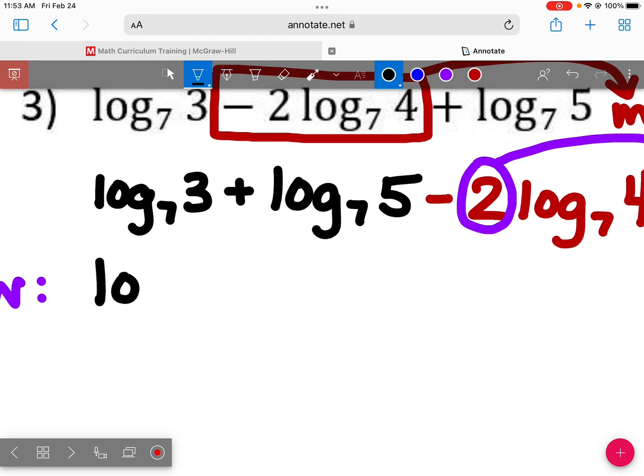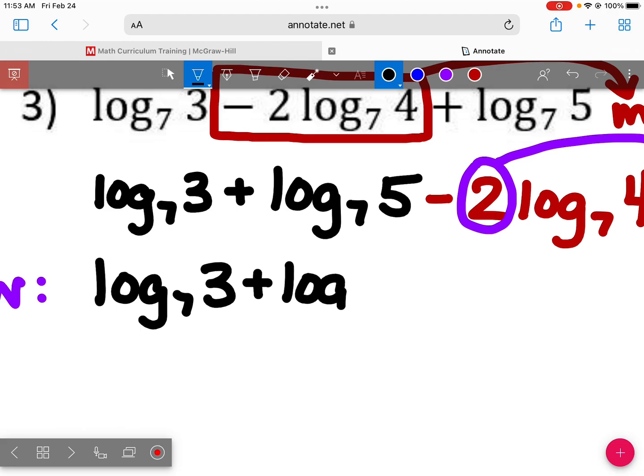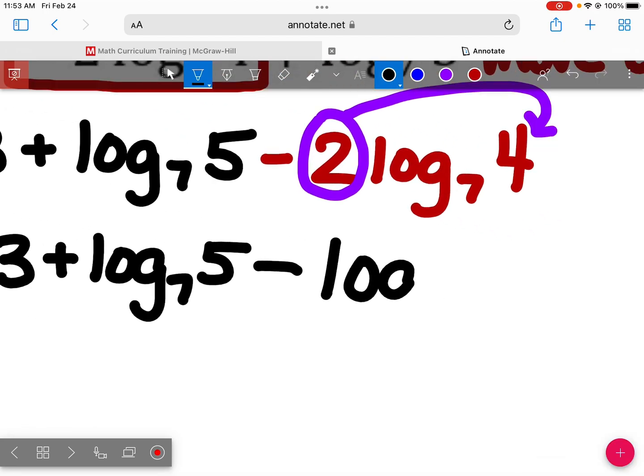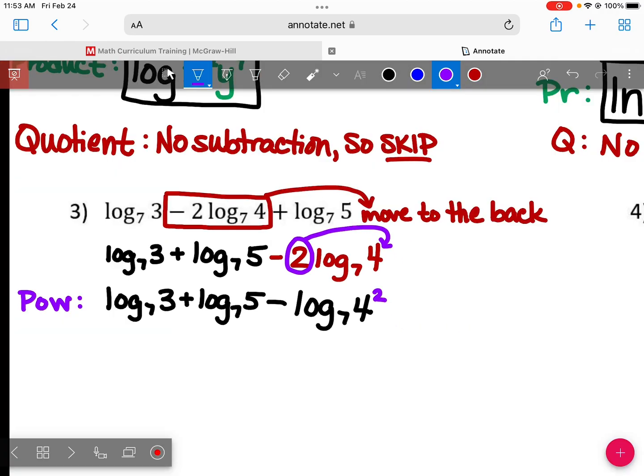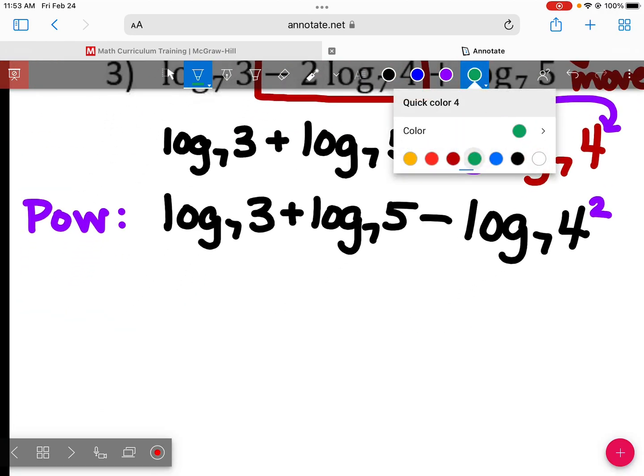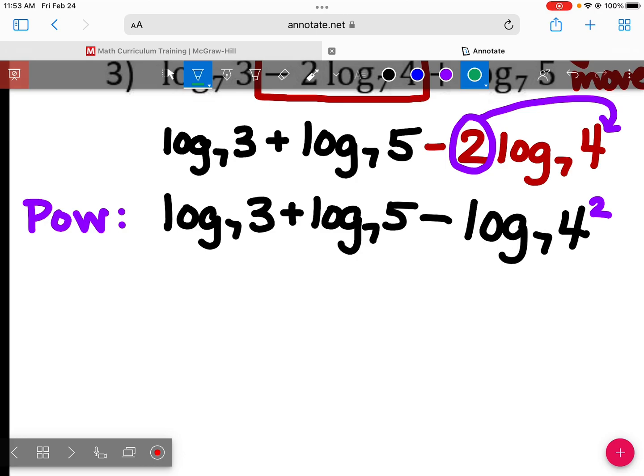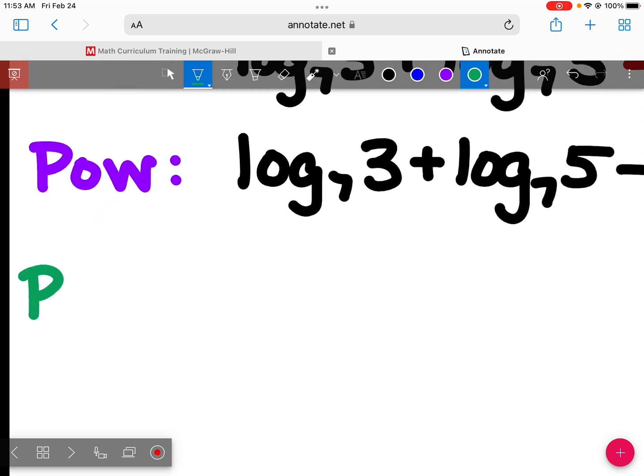So I would have log base 7 of 3 plus log base 7 of 5 minus log base 7 of 4 squared. So far, so good? All right. What property do we do after powers when I want to condense? Product. Do I need to use the product property? Yes.